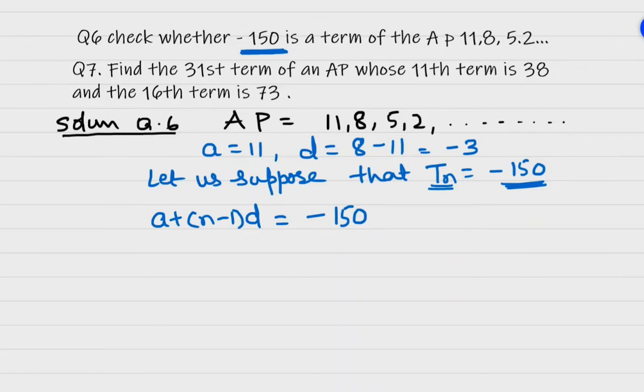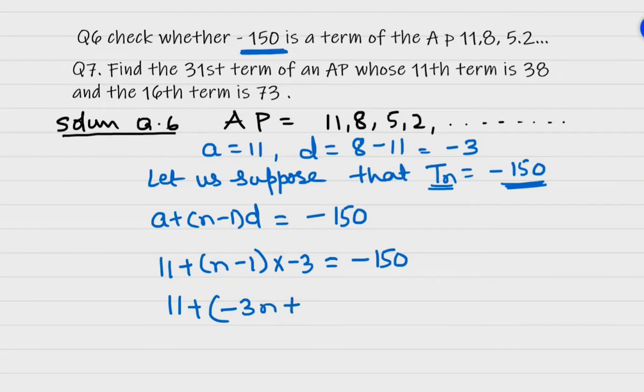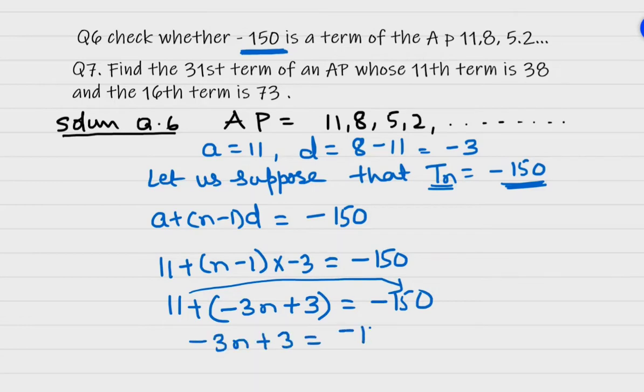Now what is our A? Our A is 11, n we don't know, and D is minus 3, and it is equal to minus 150. So see here, children, you are getting 11 plus, n minus 1 into minus 3, which is minus 3n plus 3, equal to minus 150. Now take this 11 to your right hand side. So you will get minus 3n plus 3 is equal to minus 150 minus 11. That will become minus 161.